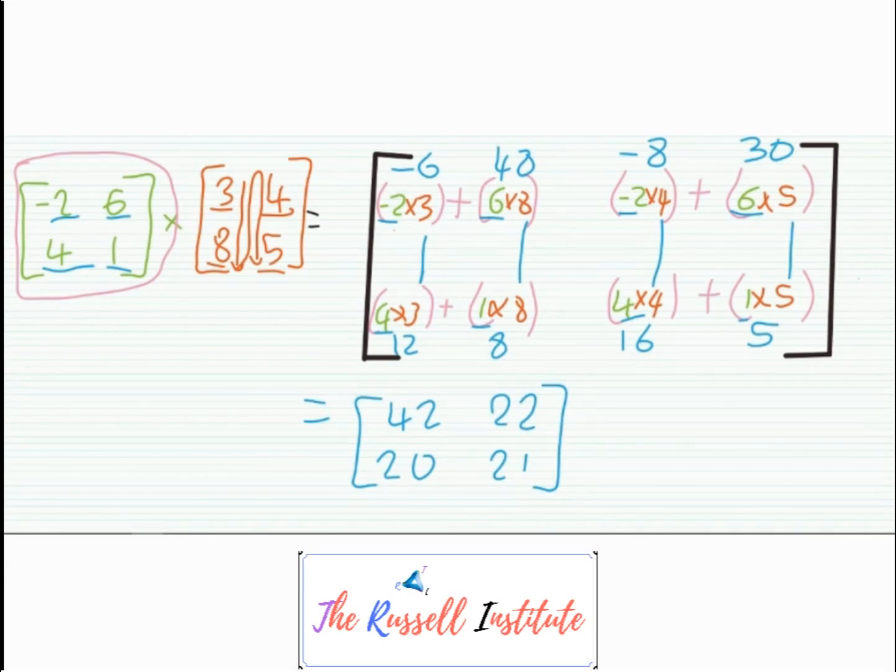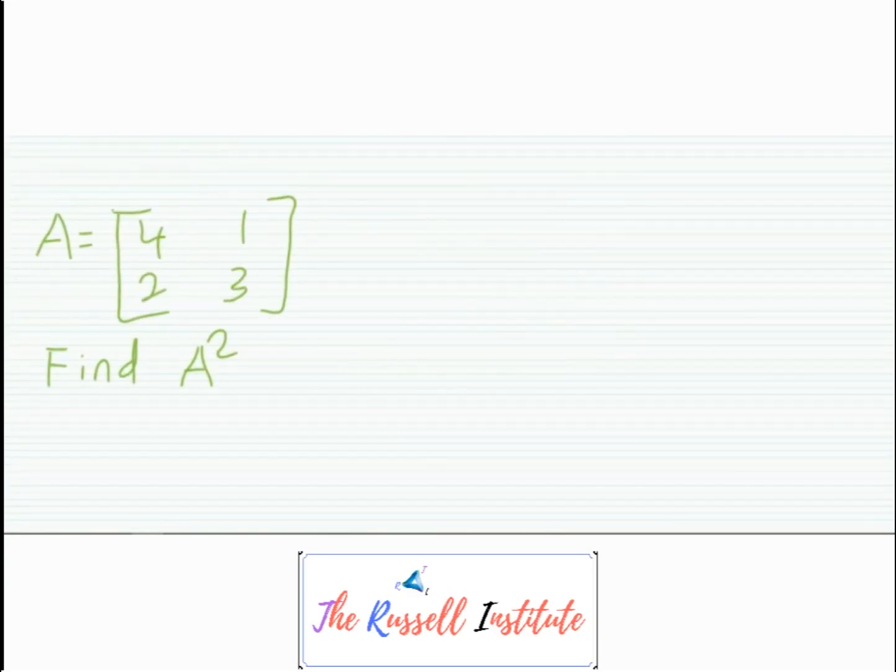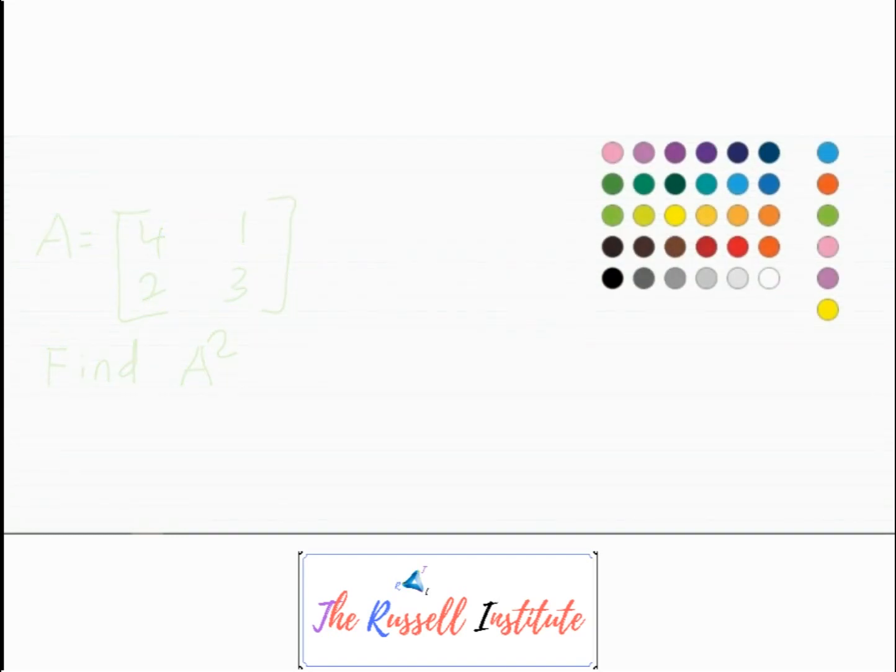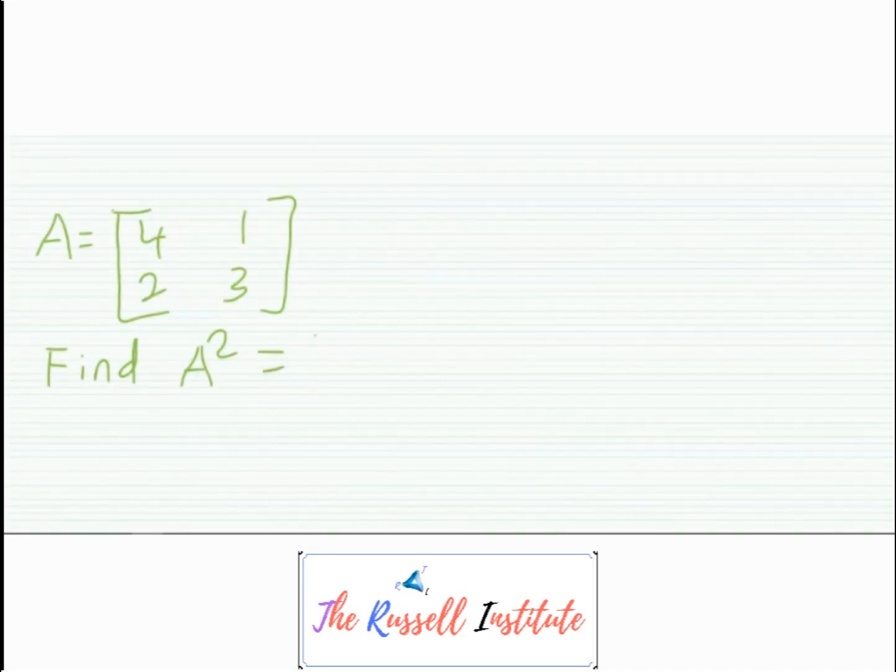Let's go ahead and look at one last example. So, if A is [4, 1, 2, 3], what then is A squared? Oh my. Well, all right, A squared naturally means A multiplied by A.